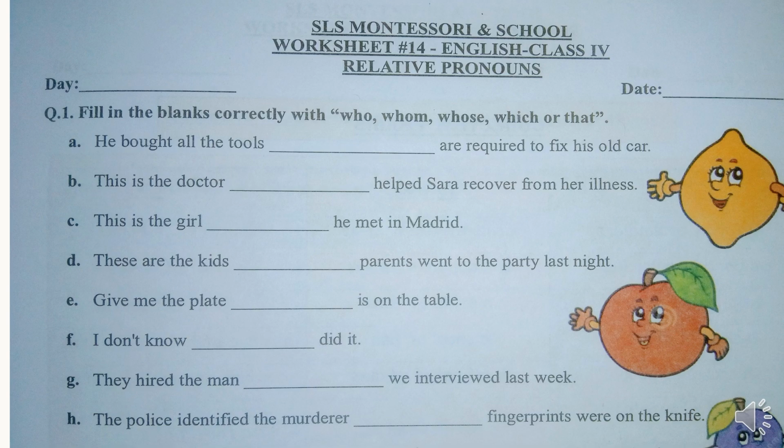F. I don't know. Dash did it. Here we have to use the relative pronoun for the person who did something. So the person is the subject of the sentence though we don't know who he is.